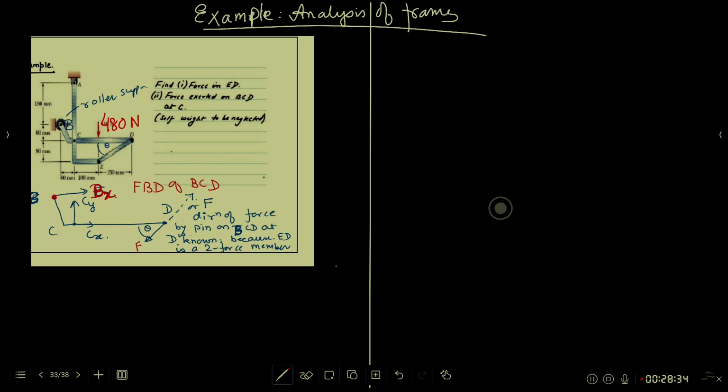Is this a frame? First question: is it really right to call it a frame? How do we test that? Frame or not? At least one member with at least 3 forces. Exist or not? Look at member BCD.